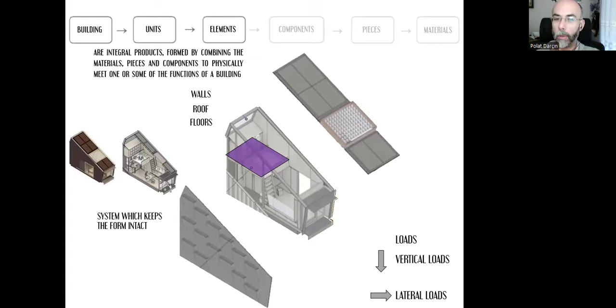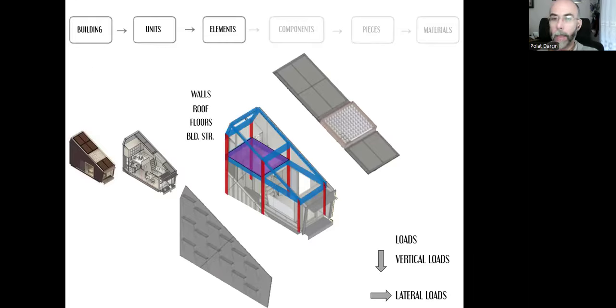Loads will be carried by a system. Also, this system will work to keep the form intact. This will take all the loads, carry them, and transfer them safely to the ground. This is what we call a building structure. The building structure needs to be integrated with the floor component, the body part of the floor and the roofs, because this is where all the loads start.